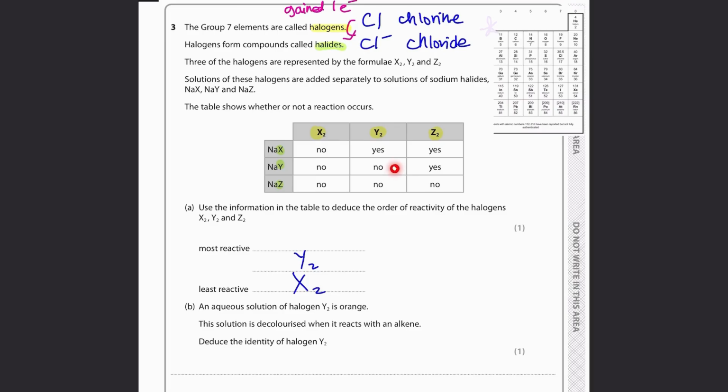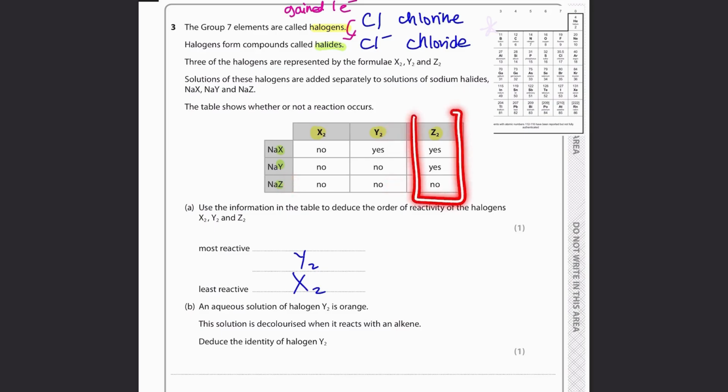Now, how come this is no reaction? Well, look at it. What's reacting? The Y2 and the Y. They're not going to react with themselves. That's why there's no reaction. Now, how come there's no reaction here? That's because the Y2 is not reactive enough to displace the Z. That's why it doesn't react.